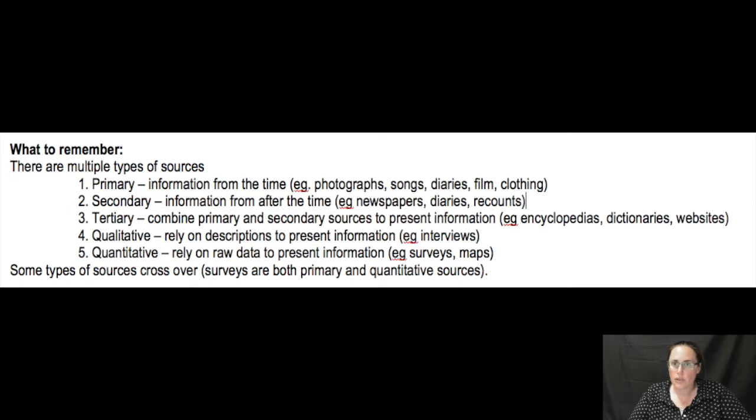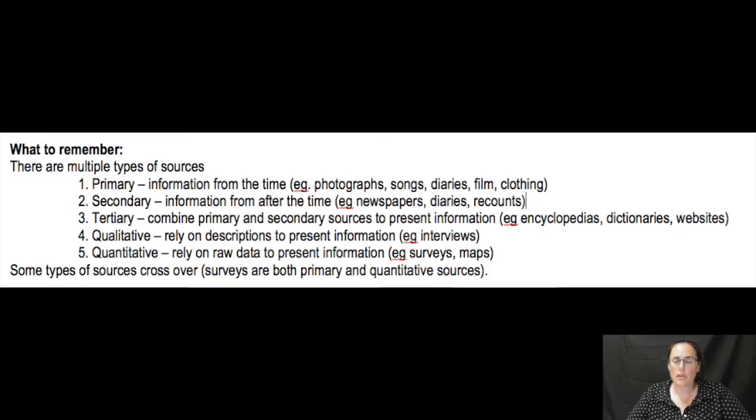Alright, so if we look at the template that is on the website, the first thing that I've got is an overview of the different types of research methods that you can use. So primary is from the time, secondary is from after the time, tertiary combines both primary and secondary sources. There is qualitative sources, which are ones that provide a lot of description, and quantitative sources are ones that provide raw data.